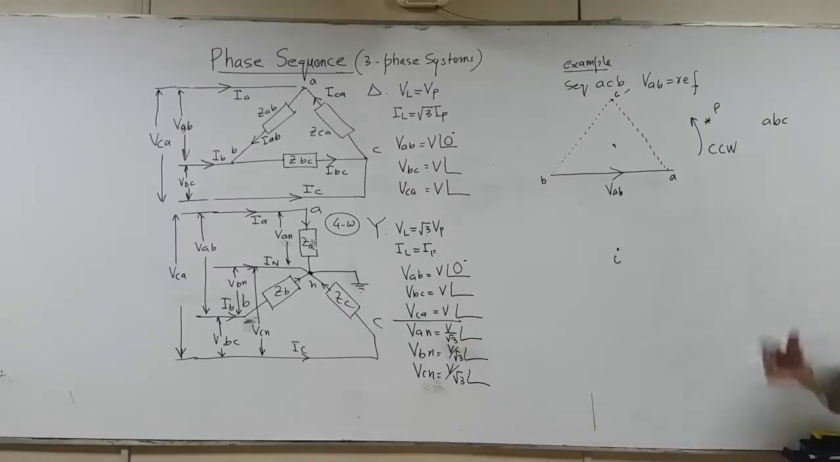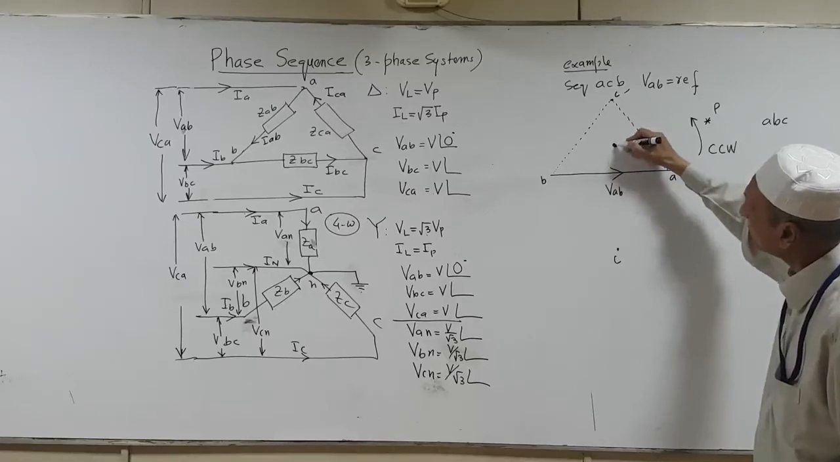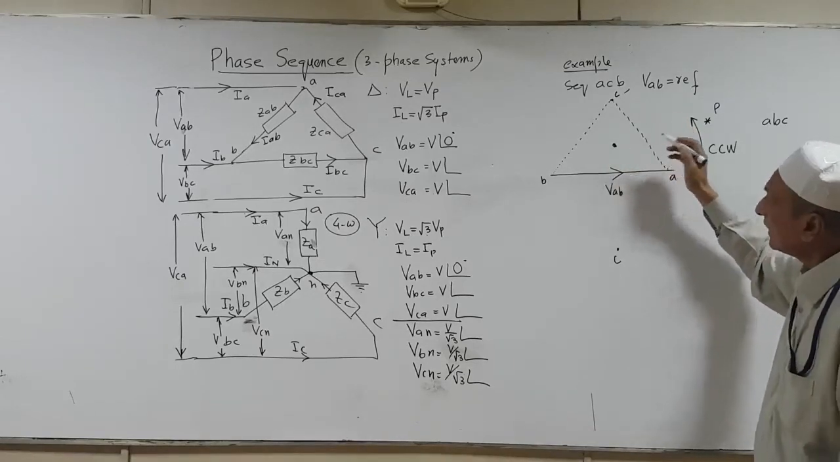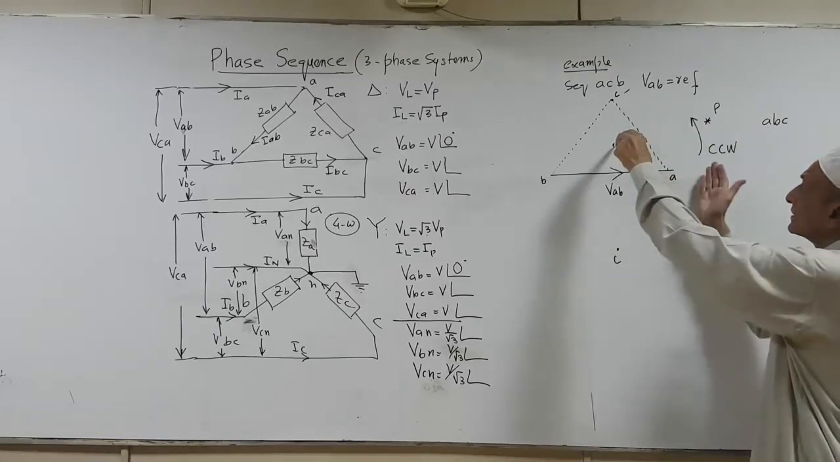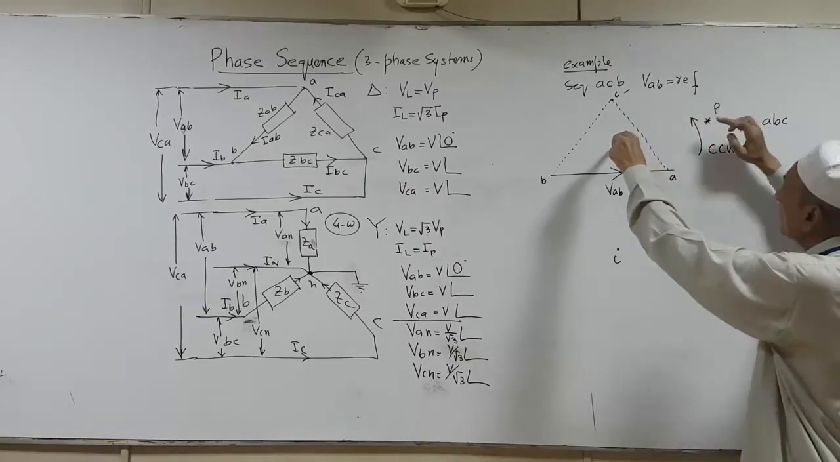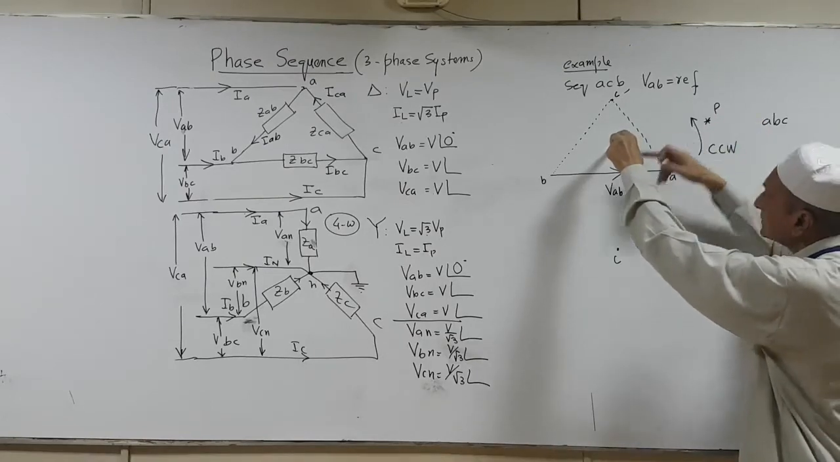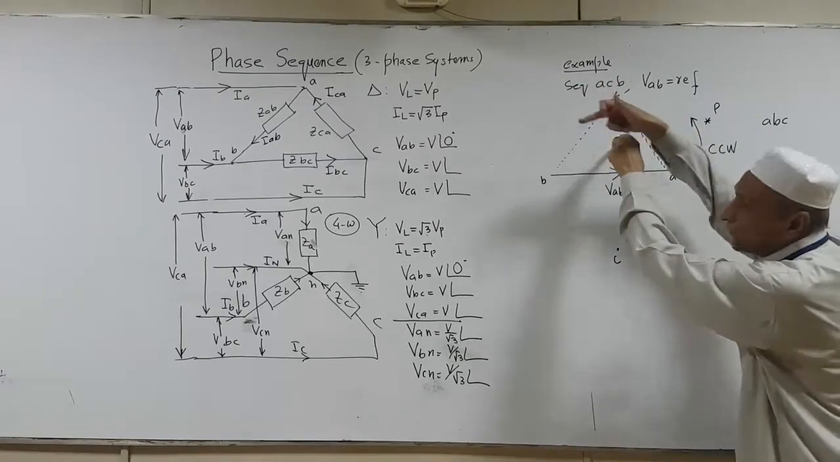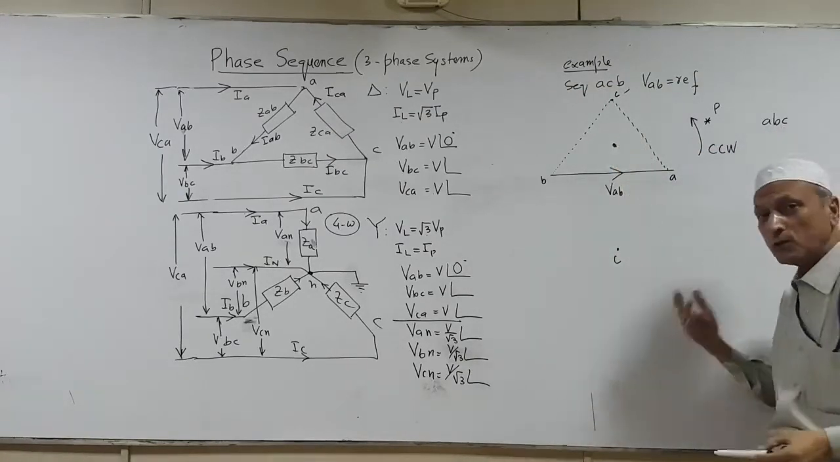We want ACB. So once again, if I consider a pivot point over here and rotate this equilateral triangle in the counterclockwise manner past this point P, A comes first, followed by B and then followed by C. So the sequence is ABC. That is what we don't want.